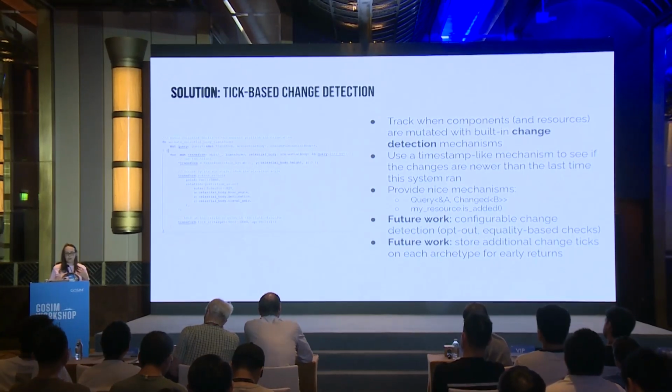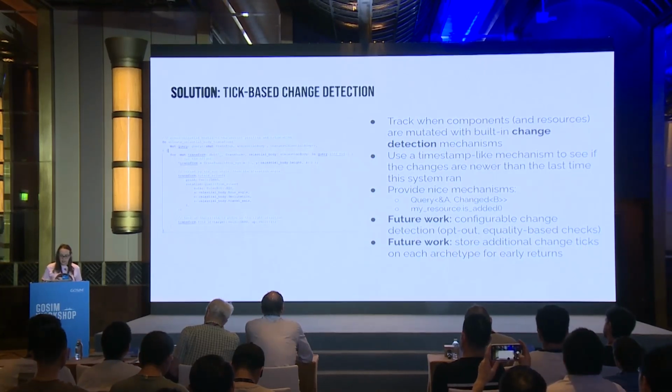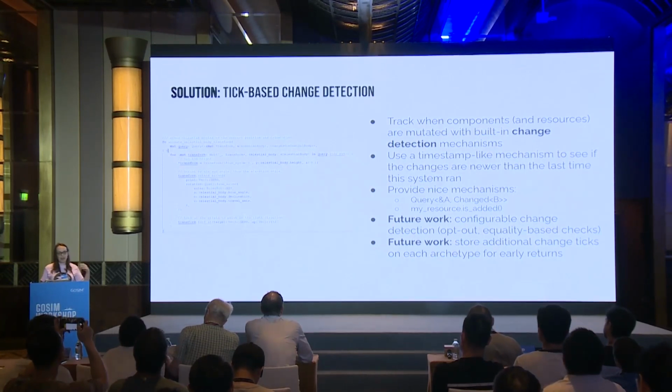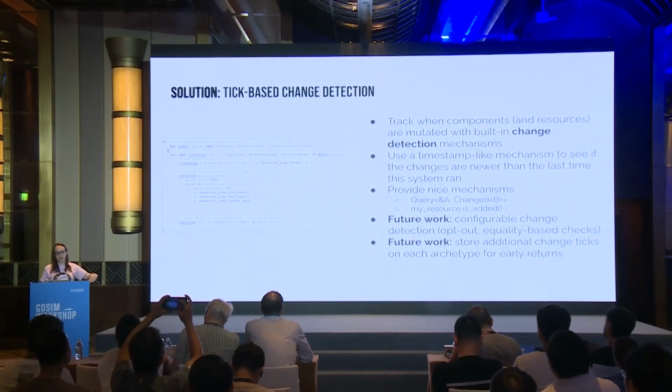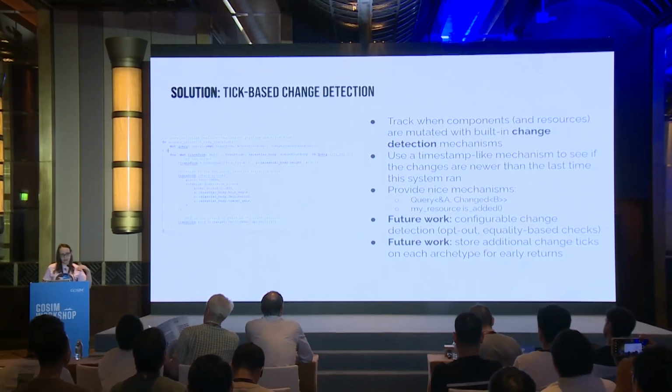What Bevy does is for every component and every resource, you can check if it's changed or not. We have a timestamp mechanism where you say, here is the last time that this component changed, and here is the last time this system ran.